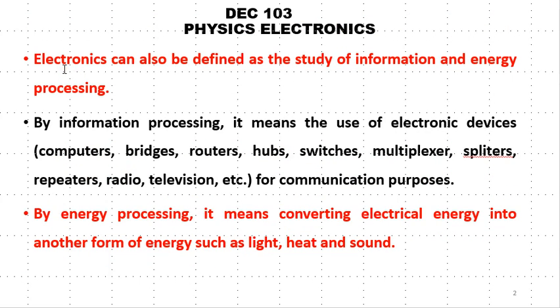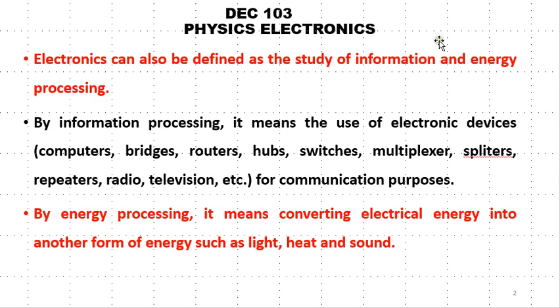Now, these electronics have another definition, which is said to be the study of information and energy processing. This is definition number 3. So what do we mean by the study of information processing? It simply means it is used in electronic devices like computers, like in bridges, like in routers, hubs, switches, multiplexers, splitters, repeaters, radio and television devices for communication purposes. So therefore, wherever we use electronics engineering for communication application, we define that as an electronics.